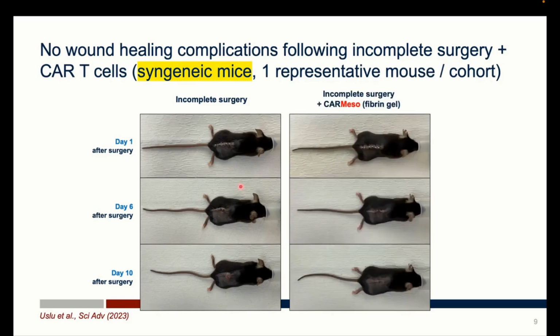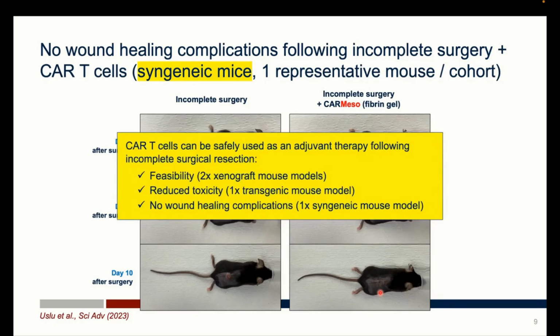When we look at a representative mouse which received surgery followed by the CAR T cells in the fibrin glue-based carrier, or we call it fibrin gel, you can see a similar picture. 1 day after surgery, there are no wound healing complications, no redness, no swelling, no pus formation, and the same at day 6 and also at day 10. So here you don't see any residual tumor cells because the CAR T cells, which we applied intraoperatively, were able to get rid of the residual tumor cells.